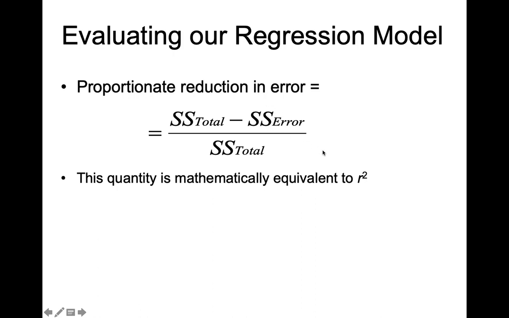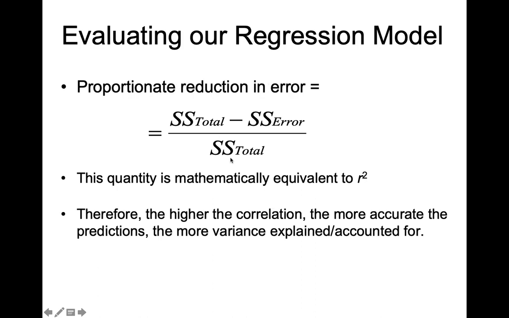And so we can think of R squared as reflecting the amount that we've reduced the error in prediction from the mean. So therefore, the higher the correlation we have, the smaller the error, and the more accurate our predictions, because the more variance we've been able to explain or account for. So reducing error in prediction is the same as saying we've now explained or accounted for variability in Y.